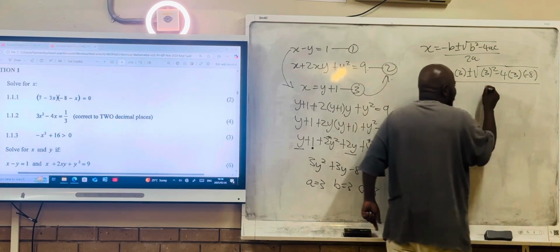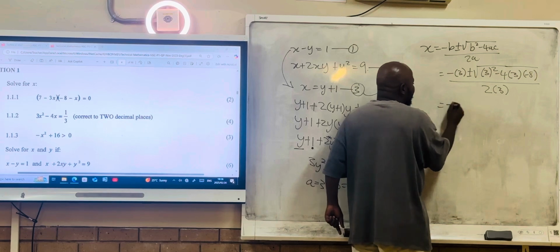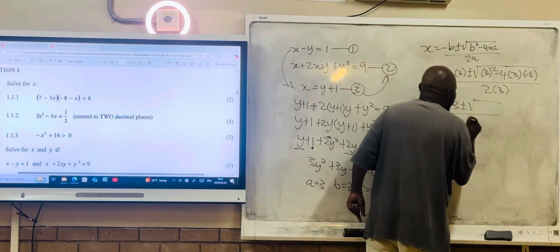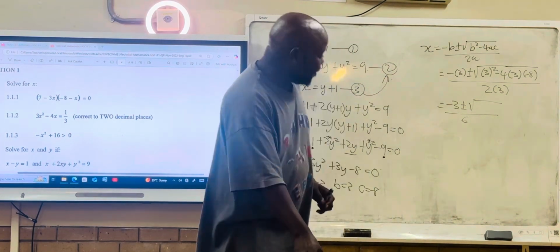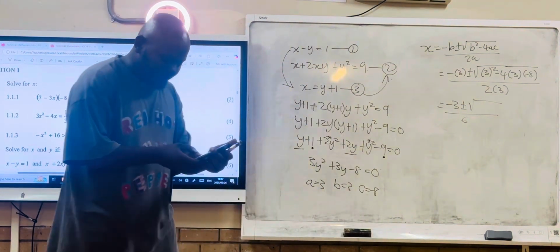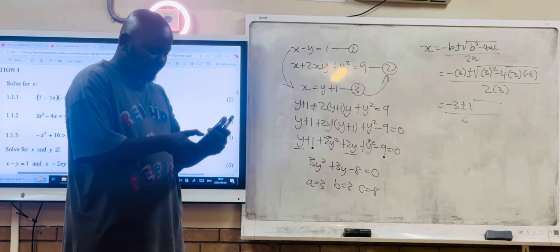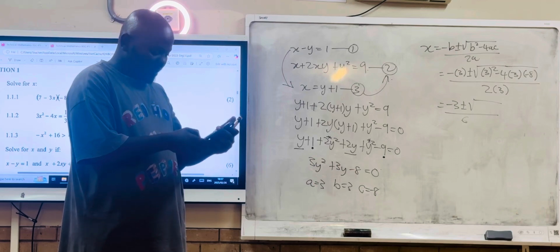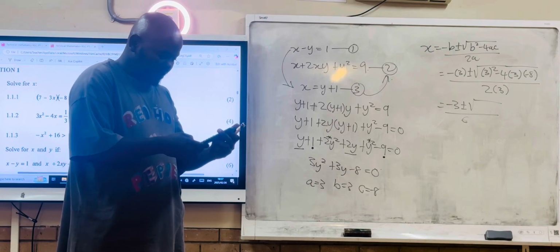Because what is under the root is our discriminant now. So you're going to have minus 3 plus or minus, and we're just going to determine what is under the root. We just use our calculator to determine it, which is 3 all squared minus 4 into 3 multiplied by negative 8.